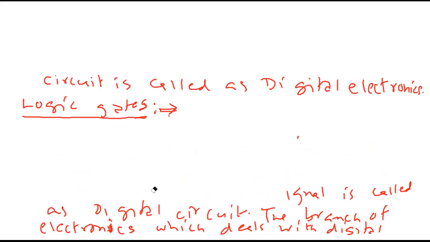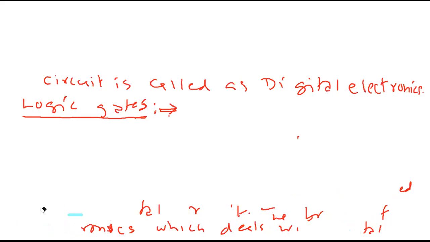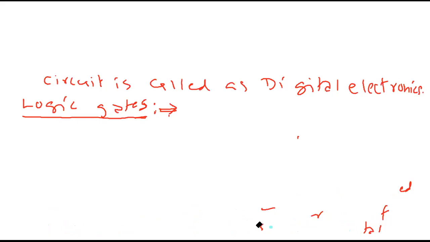Logic gates. Right. A digital circuit with one or more input, but only one output, is called as logic gate.